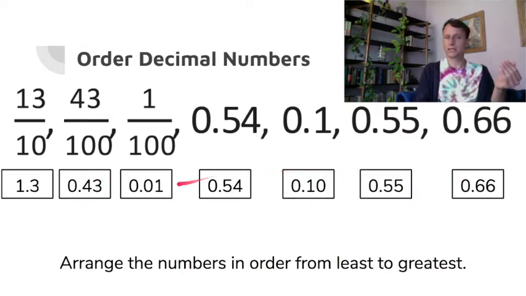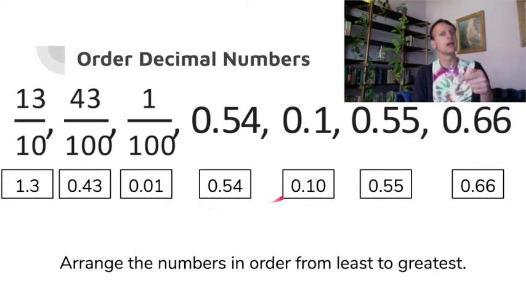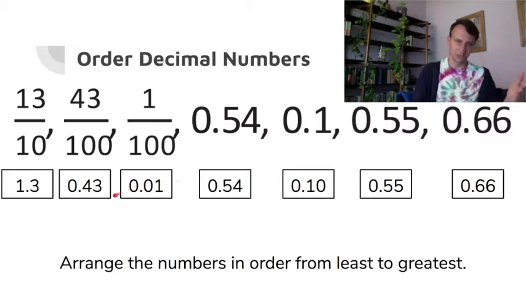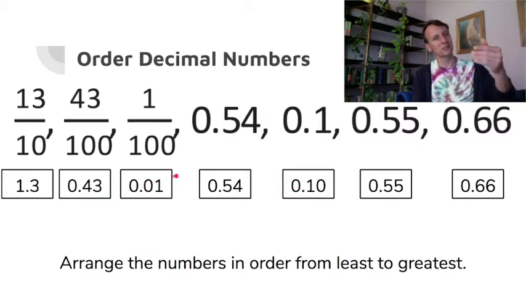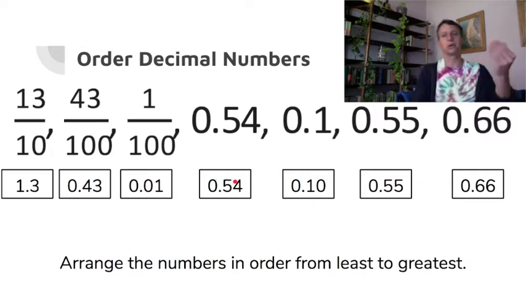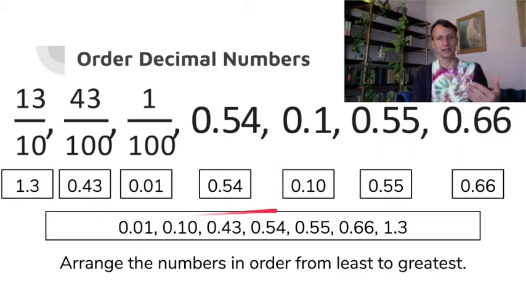And think of these in terms of money as well. Yeah, 1/10 is just a penny, right? That would come first. Then what? 10 cents, right? 10 hundredths, then 43. See, I told you once you get to this point, it picks up speed, doesn't it? 54, 55, 66. We already said the greatest was that one. And there they are. Isn't it beautiful?